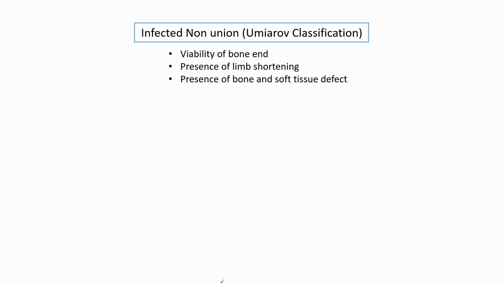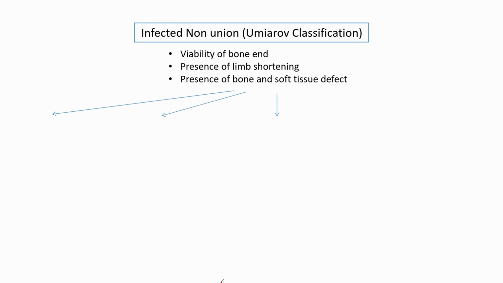Coming to infected non-union. Infected non-union commonly uses two classifications. The infection part is usually dealt with by the Cierny-Mader classification for chronic osteomyelitis. This classification has already been described in detail in another video. The other classification is the Umyarov classification for infected non-union, which takes into account the viability of the bone end, presence of any limb shortening, and presence of bone and soft tissue defect.